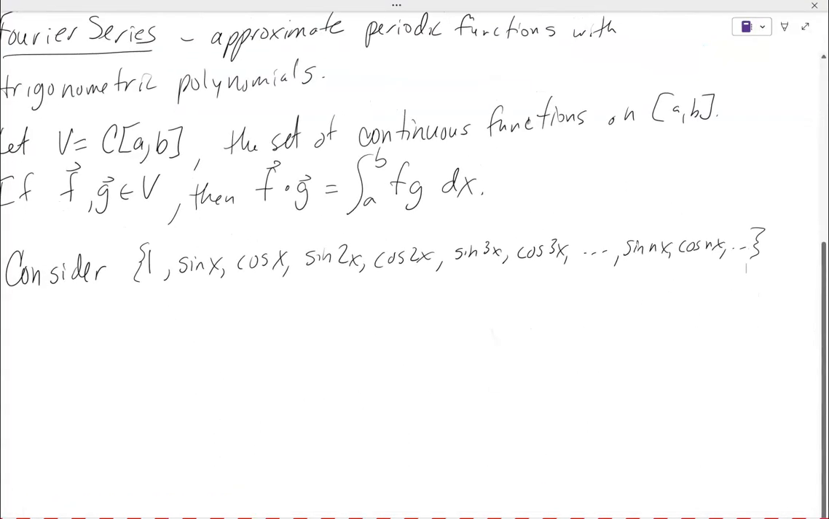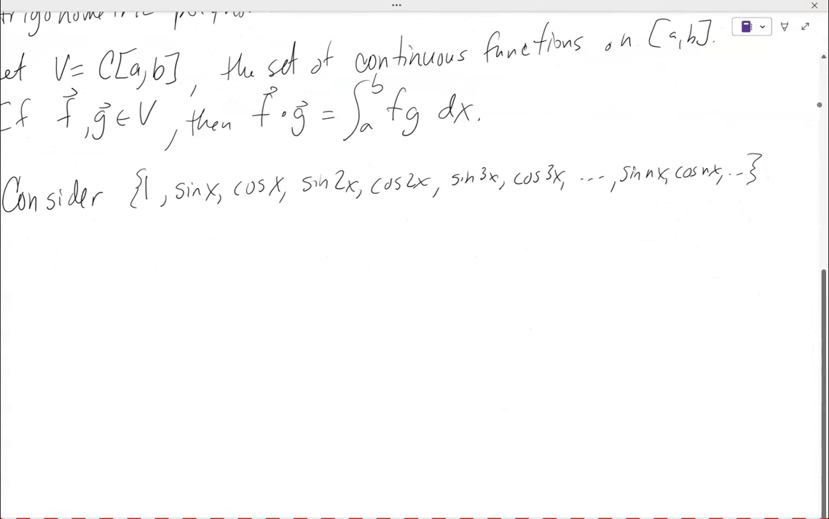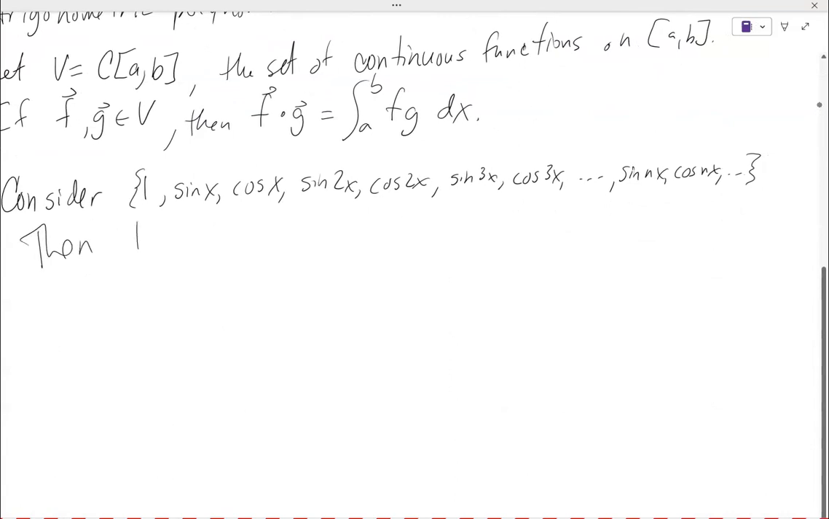All right. Go back over to the notes here. Then this set, let's back off. This set is an orthogonal set.